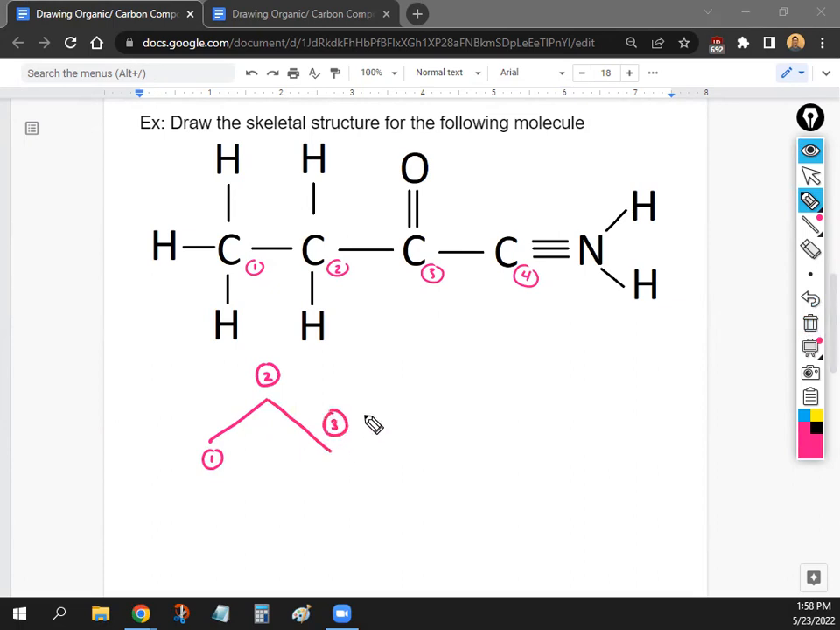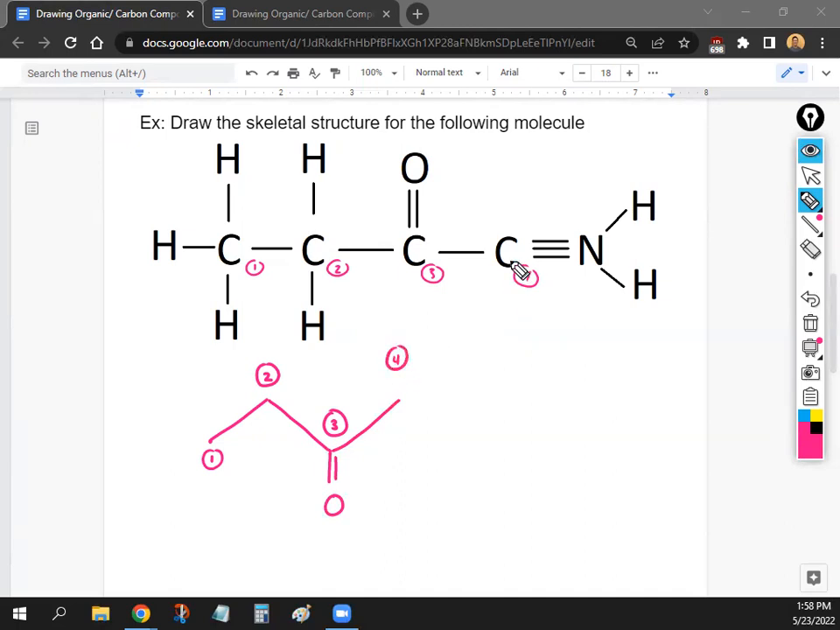If you take a look at carbon number 3, it has a double bond with an oxygen, right? So we're just going to do a double bond with an oxygen on carbon number 3. Now, it doesn't matter if it points upwards or downwards. What matters is the connection. So you can do it like this. Okay. And then lastly, we go to carbon number 4. So we draw a line to make carbon number 4.